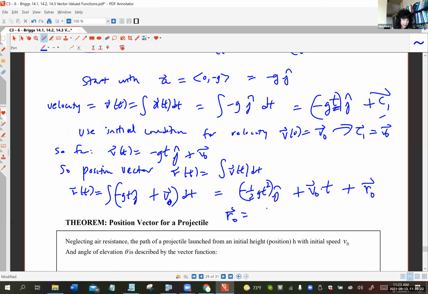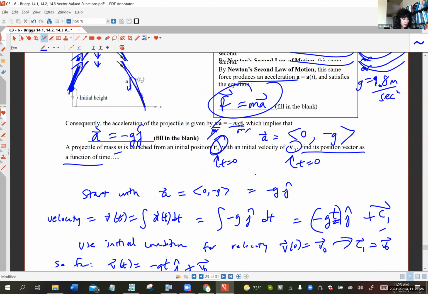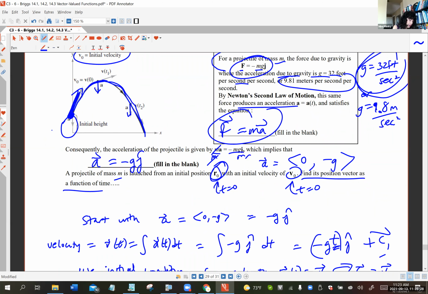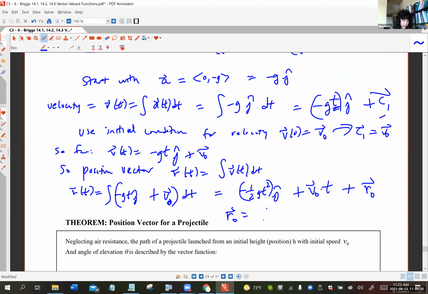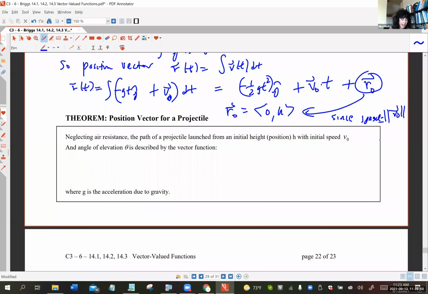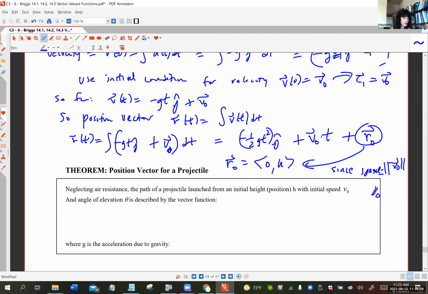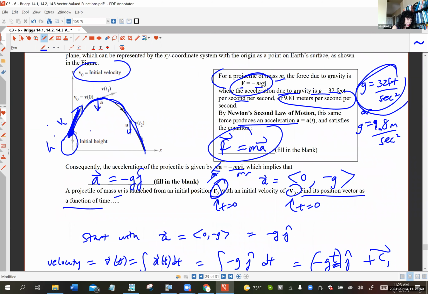R naught is typically the height, the initial position. It's right here. This height here is h. So what they basically say is 0, h are the components of r naught. Okay, and since speed is equal to the magnitude, if you will, of v naught, let's just say that it's some scalar v naught. And let's say that the angle that the initial velocity vector v naught makes with the horizontal is theta.